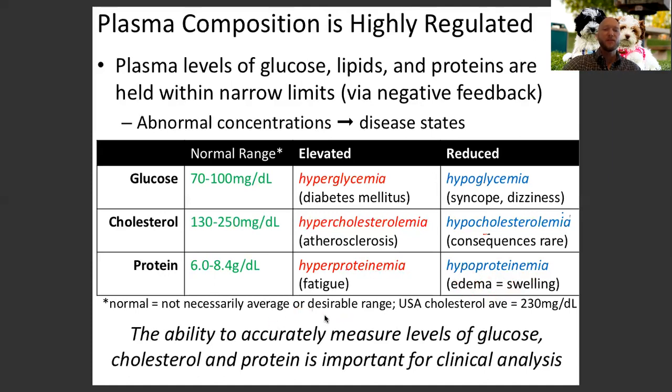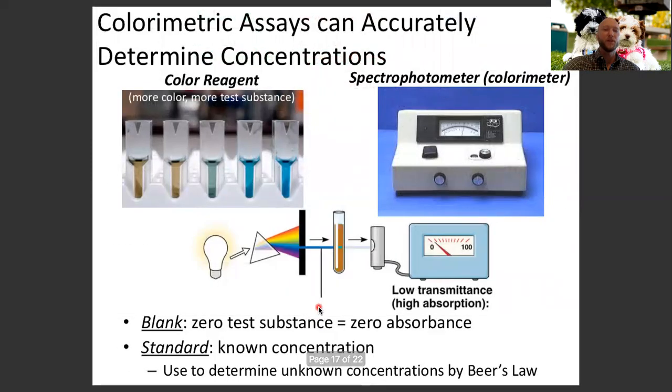So the ability to accurately measure levels of glucose, cholesterol, and protein is important for clinical analysis. In healthcare, doctors and healthcare providers measure these variables all the time. Every day they're doing it. It's very important with modern medicine.